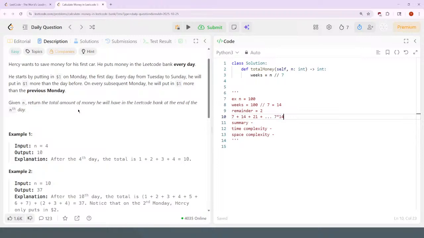If I factor out the 7, it would be 7 times 1 plus 2 plus up to 14. And then that would be 7 times the arithmetic series of 1 plus up to 14, which is n times n plus 1 over 2. So it would be 7 times 14 times 15 over 2. And that'd be the amount of money for the weeks.